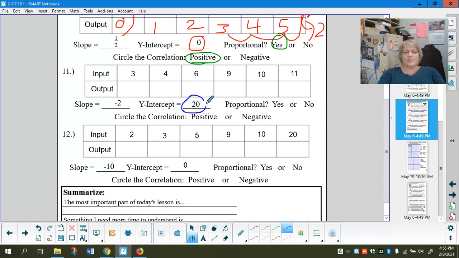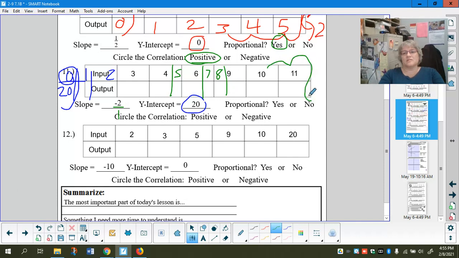Start with the y-intercept, but that has to be where the data starts at 0, where the input is 0. So I need to back up here. I got to put in a 2 and a 1 and a 0. So now wherever x is 0, the y-intercept, it's 20. And the slope is -2 or -2 over 1. So the tops have to be going by 1. So I need to throw a 5 in here and a 7 and an 8 in here. And now all these are going by 1s.